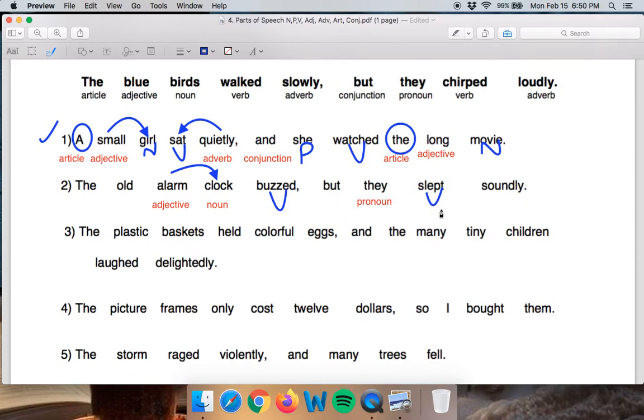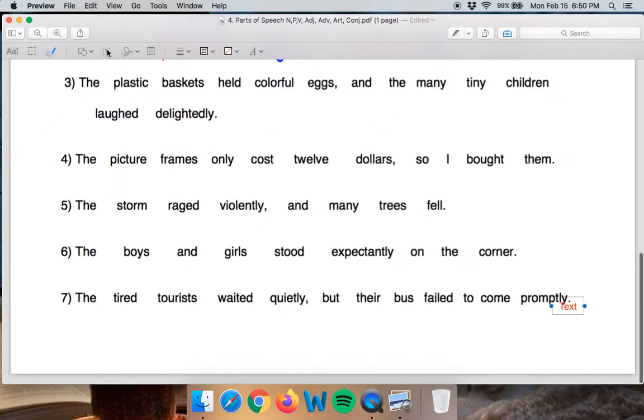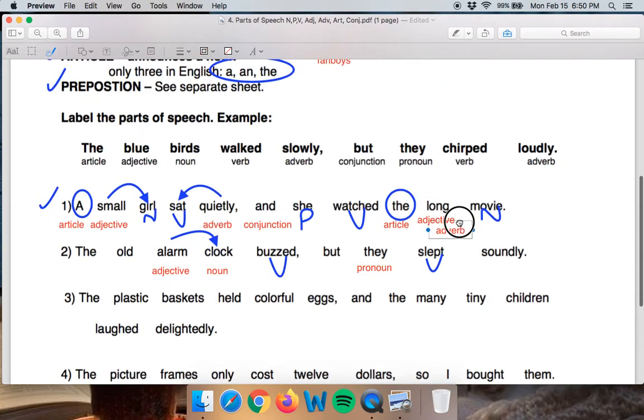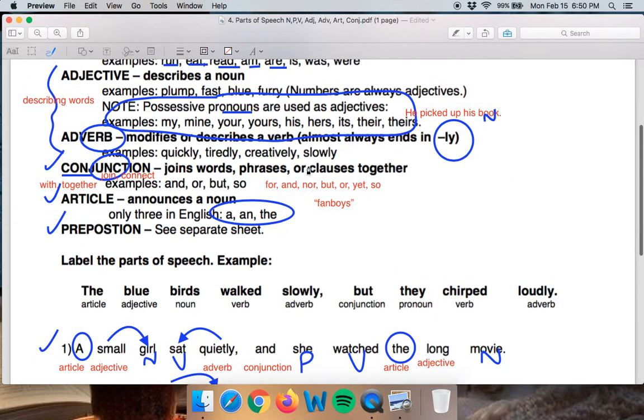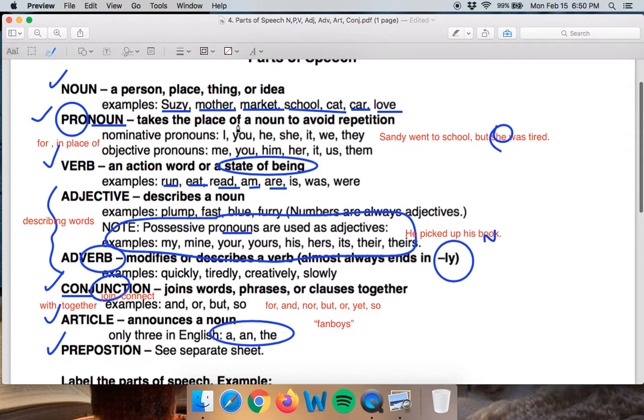Look at the other verb. How did they sleep? They slept soundly, right? So this is an adverb. How did they sleep? Soundly. Okay, so we found nouns, pronouns, verbs, adjectives, adverbs.